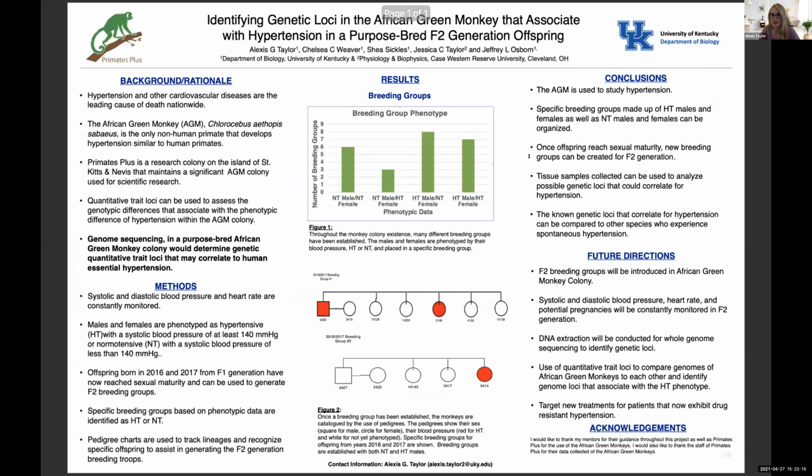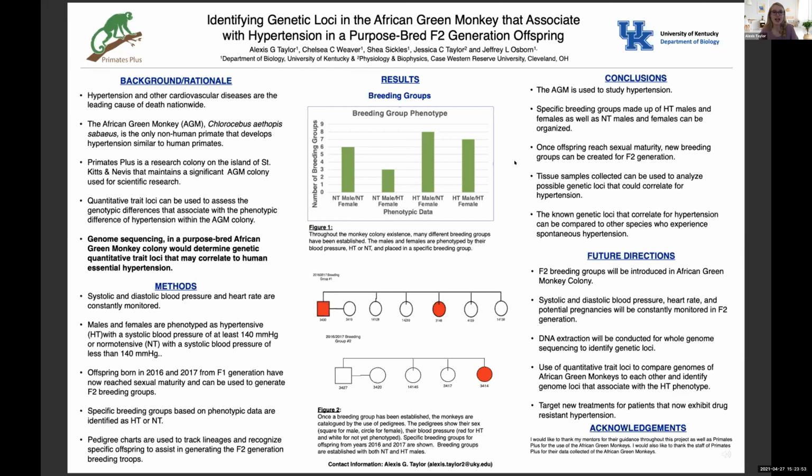Okay, well, good afternoon, everyone. As that was just mentioned, my name is Alexis Taylor. I'm currently a junior here, and I do research in the Department of Biology under the direction of Dr. Jeffrey Osborne, as well as some of our graduate students, Shay Sickles and Chelsea Weaver, who is now Dr. Weaver. She just defended a couple weeks ago, so congratulations to Chelsea, as well as with Dr. Jessica Taylor, who works in the Department of Physiology and Biophysics at Case Western Reserve University in Cleveland, Ohio.